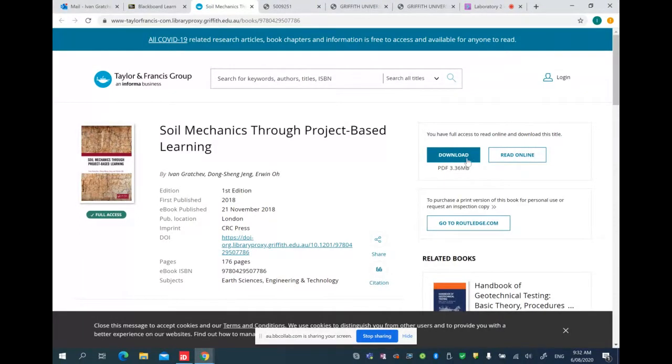So download this book. All the information, even how to do projects, something that you're going to do, it is all there. So it will be a great help to you. Okay, so it's called Soil Mechanics through Project-Based Learning. Yeah, I think that would be good.